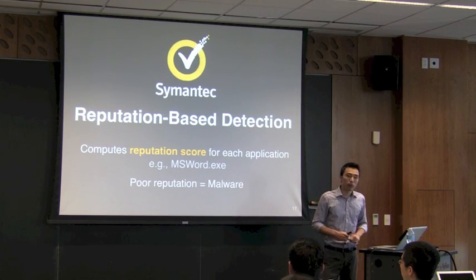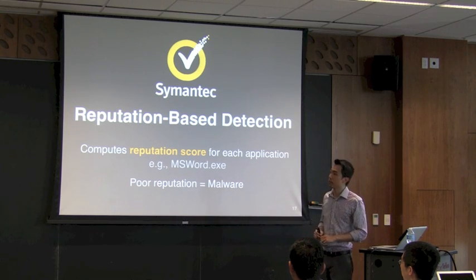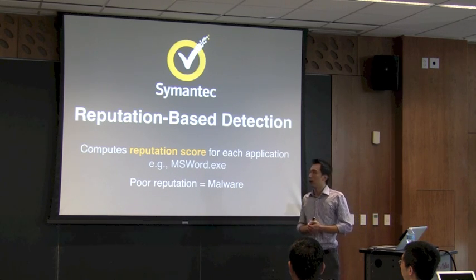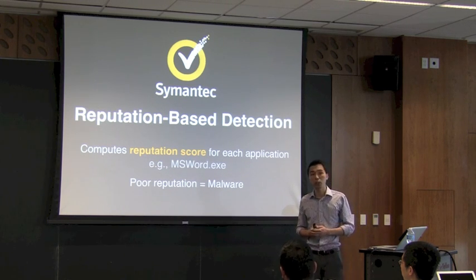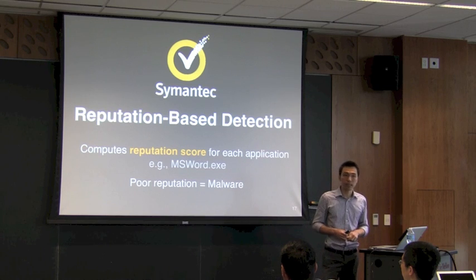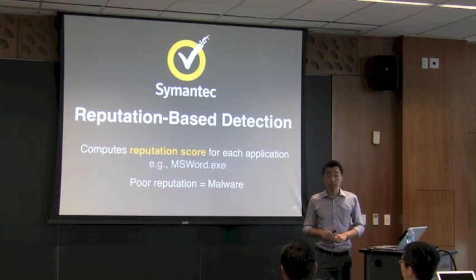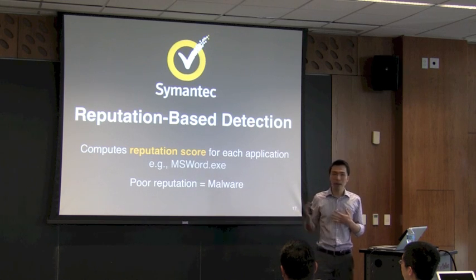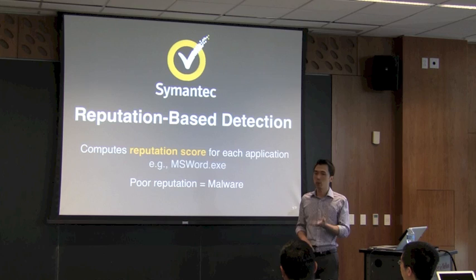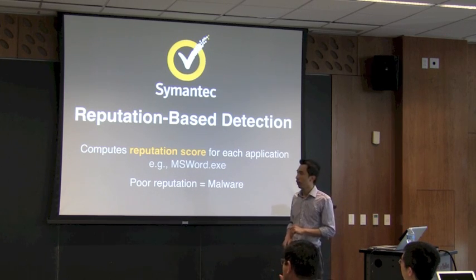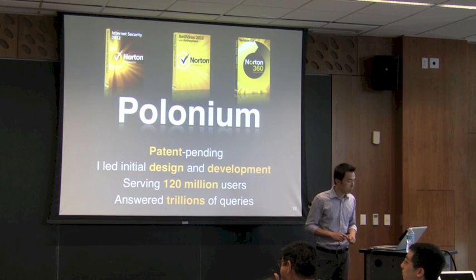So Symantec developed a new approach, which is based on computing the reputation of a file. In this approach, Symantec tries to compute a reputation score for each application or executable file, say Microsoft Word.exe. I'll tell you in a second how we compute the reputation score. But if we do have a reputation score, then the files that have a low reputation score would be malware. And Polonium is one way to compute these reputation scores.